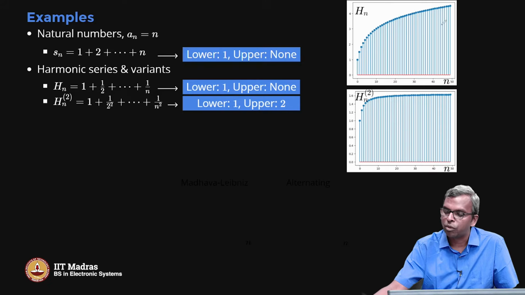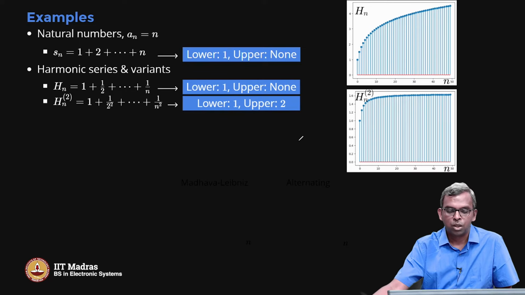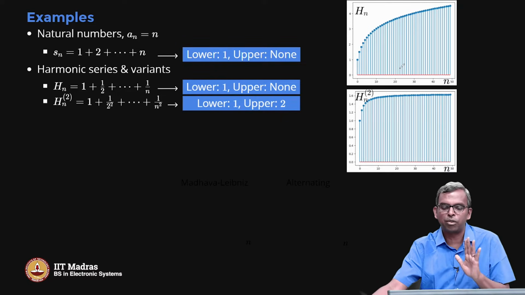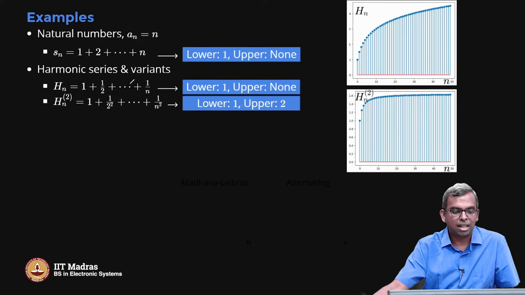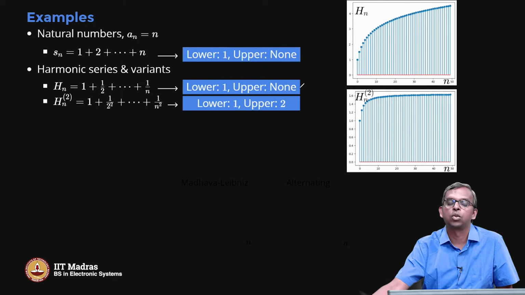In fact, if you plot even to 100, 200, you will see this behavior. Hn will not increase too much, but it will never really flatten. On the other hand, Hn2 will flatten. So, just purely from the graph, Hn, the harmonic series 1 plus 1 by 2 plus so on till 1 by n, has a lower bound of 1 and no upper bound, at least graphically.